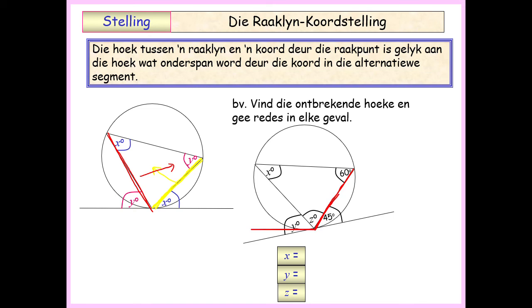Okay. What is the angle opposite to that chord? The angle x. You agree? So x will be equal to 45 degrees. Tangent chord theorem.